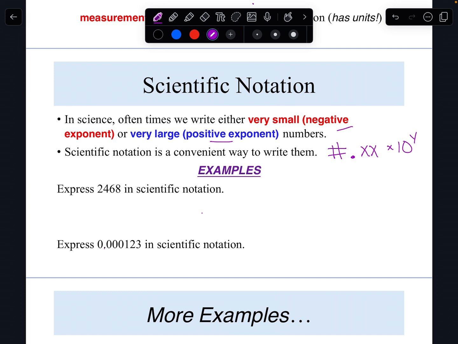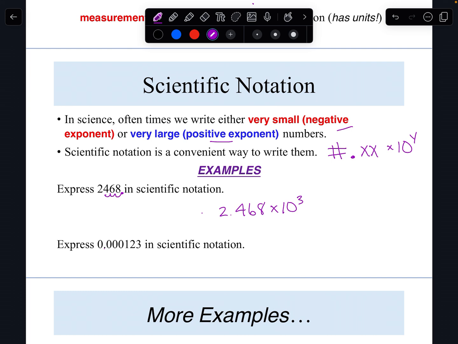So let's do an example. So 2,468, I want to remind you the decimal place, even though it is not shown, is at the end of the number. So we see how many hops we have to make to get that to be between the first and the second number. So I'm going to go ahead and write that as 2.468 times 10 to the, and we moved 3 spots, so therefore it is to the third power.